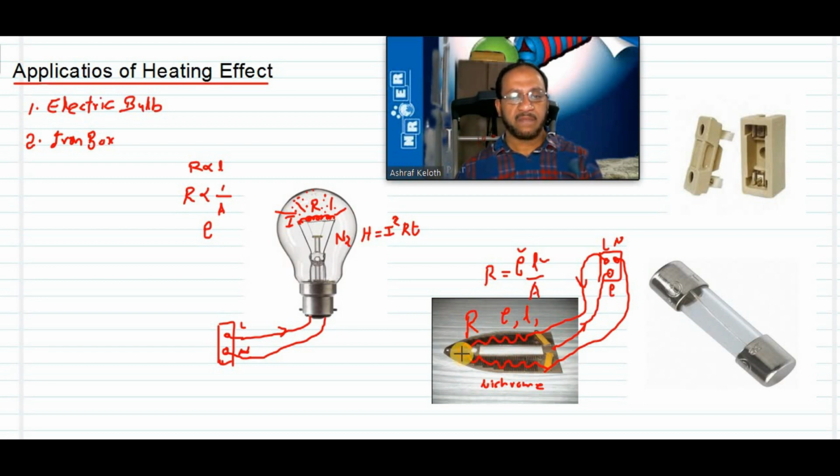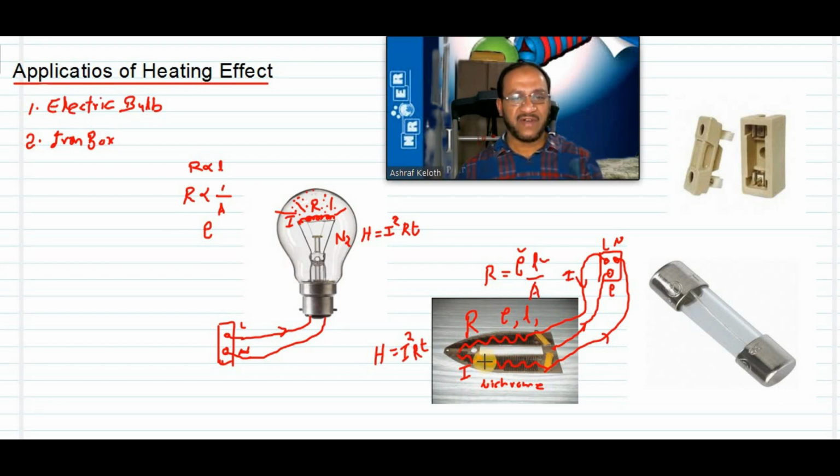nichrome wire, and because of that, Joule's heating, H is equal to I square RT. When current flows from the live wire through this heating element, it will leave through the neutral wire. That is the normal path of current when you switch on an iron box. If I is the current flowing through the heating element, then H is equal to I square RT. Heat energy will be produced, and because of that heat energy, the heating element will get red hot, not white hot. We don't want white hot for ironing purposes, isn't it?